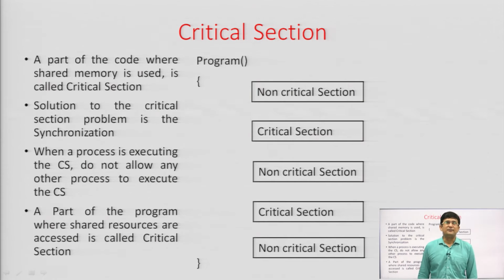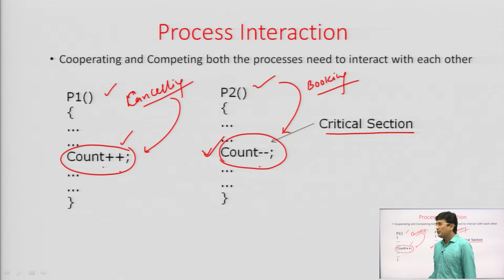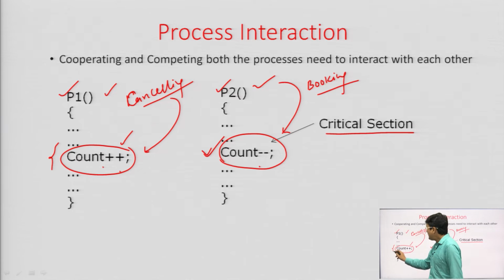Now, we have also seen that access to the shared resource by the several processes can be said to be the critical section. In other words, if we have a program, let us say this one, this is the P1 process and this is the P2 process. The lines of code are there. The line of code where the shared variable is used, this actually is the critical section.